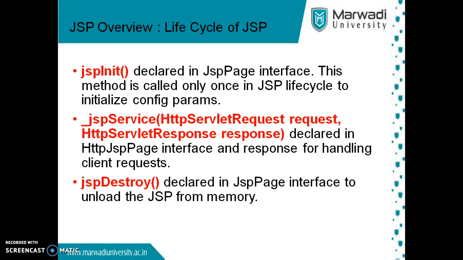JSP init method, declared in the JSP page interface. This method is called only once during the JSP lifecycle to initialize the configuration parameters. Second, the underscore JSP service method. This method is going to accept two objects, the HTTP servlet request and the HTTP servlet response object. This method is declared in the HTTP JSP page interface and is responsible for handling the client request. The third would be JSP destroy, declared in the JSP page interface to unload the JSP file from the memory.